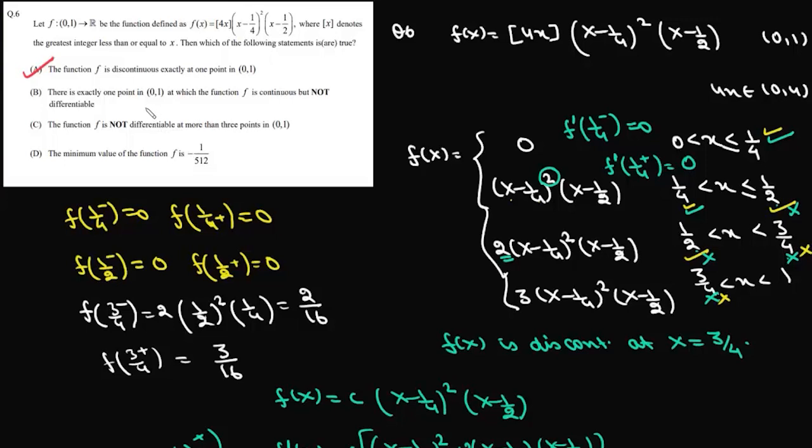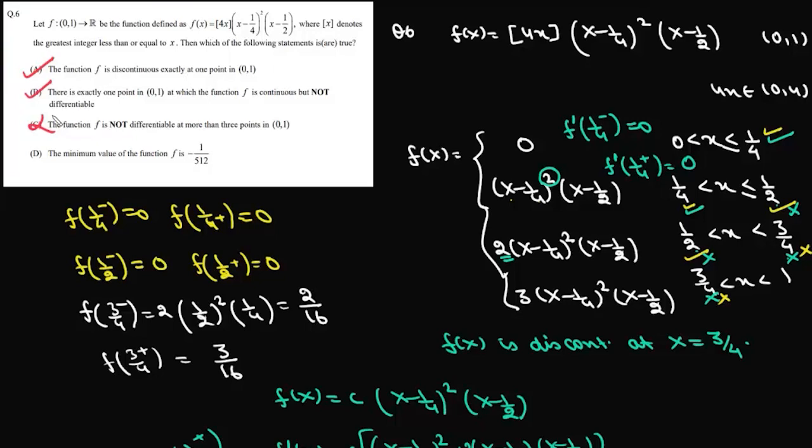So option B is, there is exactly one point at which function is continuous but not differentiable. So that one point is 1/2. So at 1/2, this function is continuous but not differentiable. And C is, function f is not differentiable at more than 3 points. Now that's not true. It is not differentiable only at 1/2 and 3/4. So option C is incorrect.